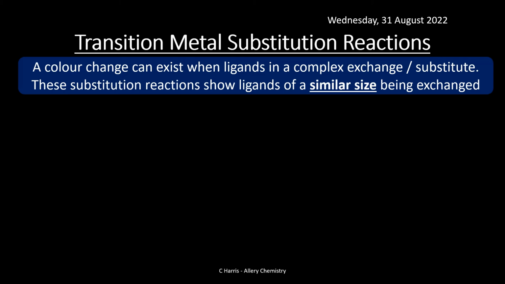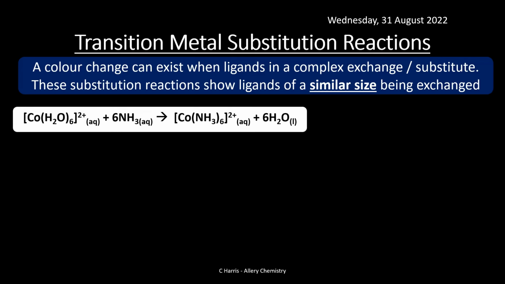A colour change can exist when ligands in a complex exchange or substitute. These substitution reactions show ligands of a similar size being exchanged, so we're swapping like for like, but changing the ligand. Here we've got cobalt with water. This is reacting with ammonia, NH3, and this will form a hexaammine cobalt complex, and the 6 waters are kicked off. So this is an example of a substitution reaction.